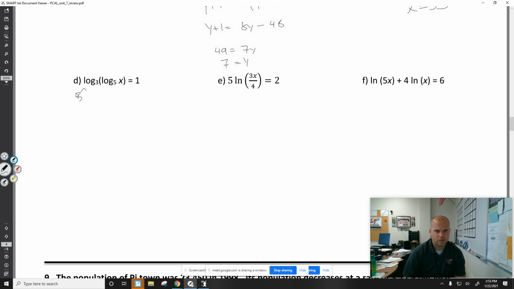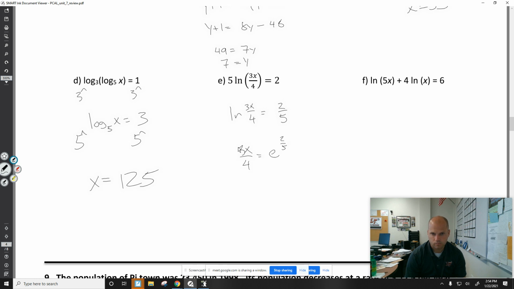Well, get rid of the log base 3. What do you have left? That. Get rid of the log base 5. What do you got? 125. Get rid of the 5 by dividing. E to the power. Multiply by 4, divide by 3.